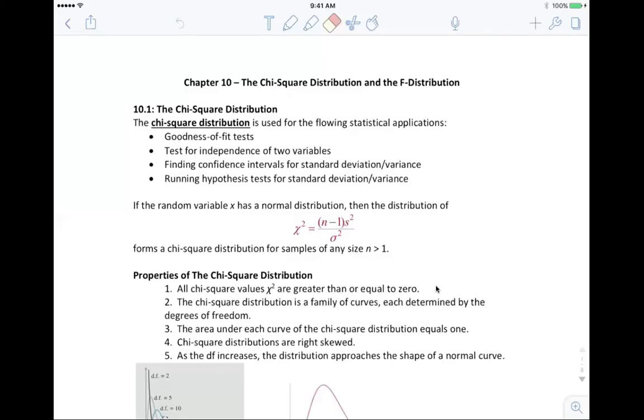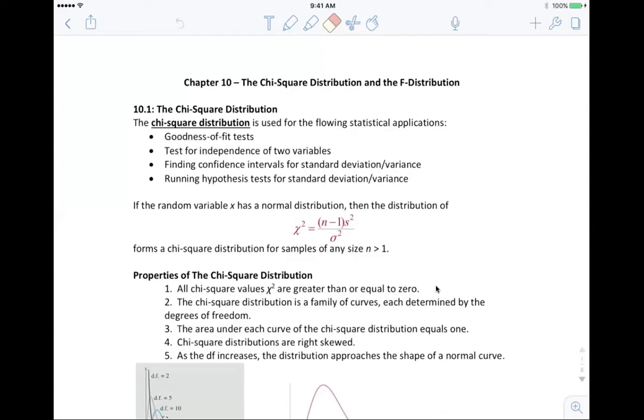Hey class, here we are, chapter 10. There are two new distributions we're going to look at, the chi-square distribution and the F distribution. So we've had the normal distribution, the T distribution. Here's two more. They work in similar ways. There's a table, there's StatCrunch, but they're just used for some different types of hypothesis testing.